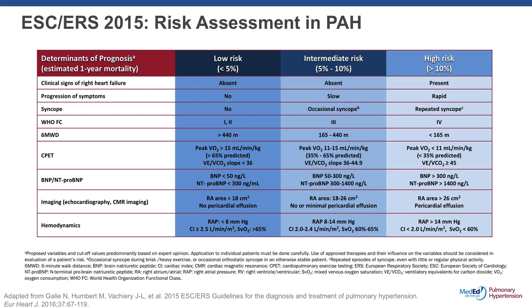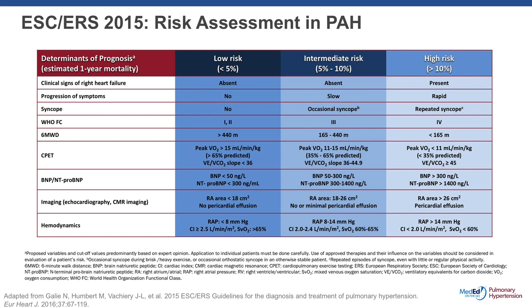Functional class 4 patients have a very high risk of death in the ensuing year. And functional class 3 is more of an intermediate range. The 6-minute hall walk has also been criticized, and the cutoffs here are from large databases. A hall walk of more than 440 has been shown in databases to be associated with a good prognosis, less than 165 with a poor prognosis, and then there's the intermediate in between.